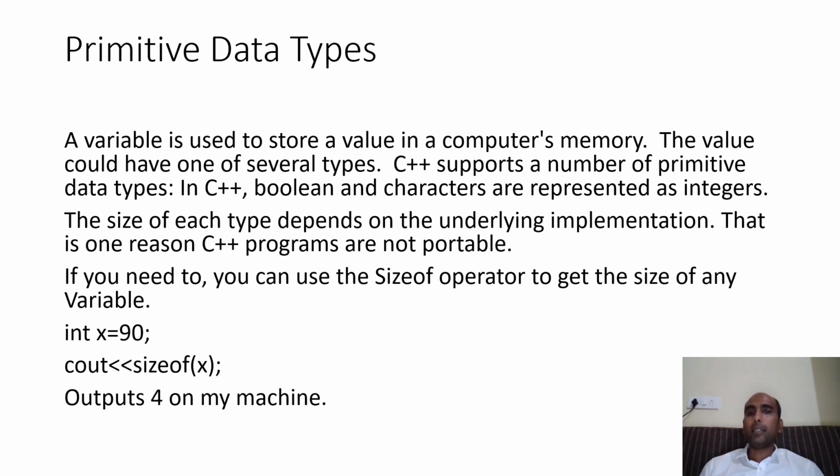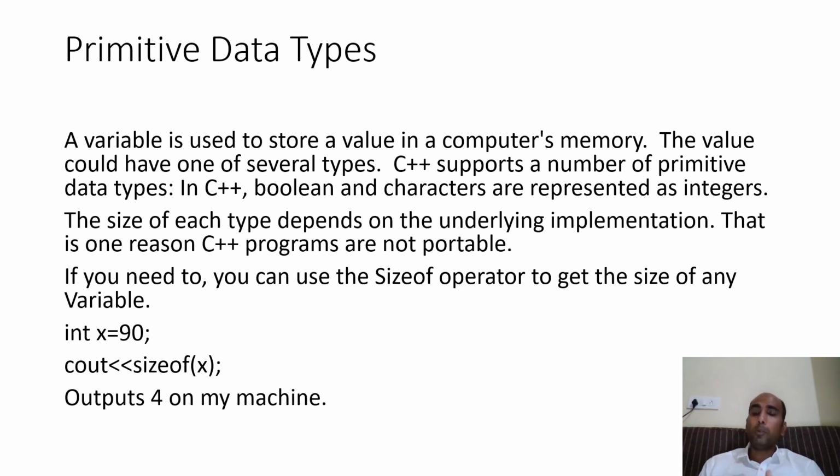The size of each type depends on the underlying implementation. That is one reason C++ programs are not portable. So what is the meaning of portability? Portability means you can write your code at one place, but you cannot execute the same code in another computer. Actually I want to say once you compile your code, your executable file is formed. And once you run that executable file in another computer, it might create some problem. So C++ is not a portable language.